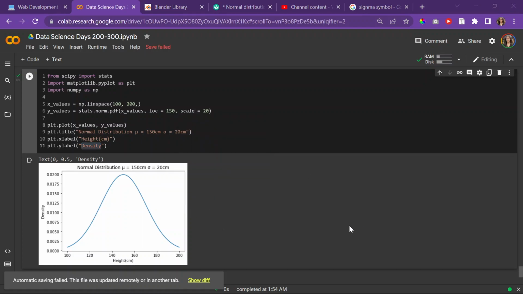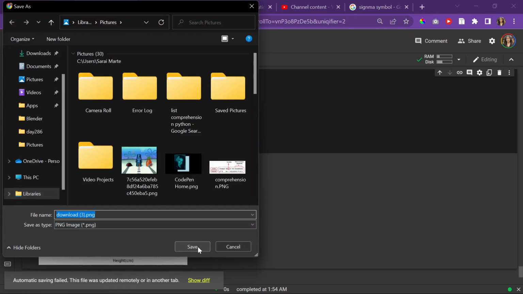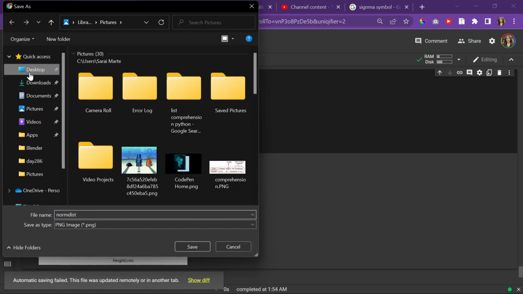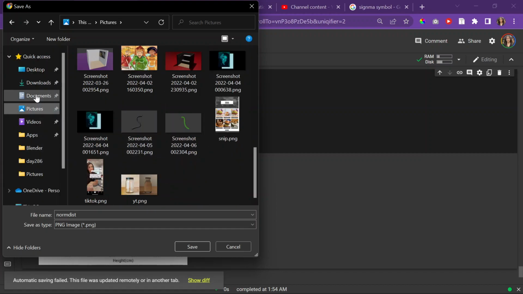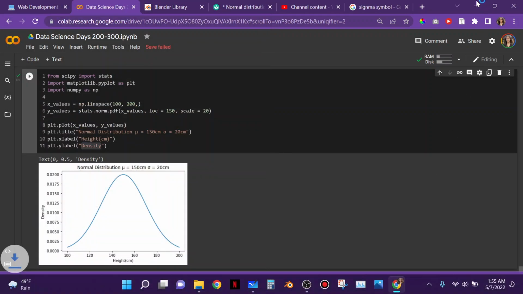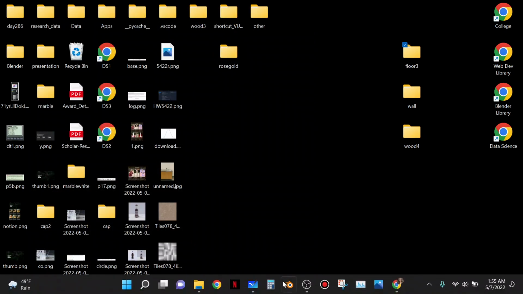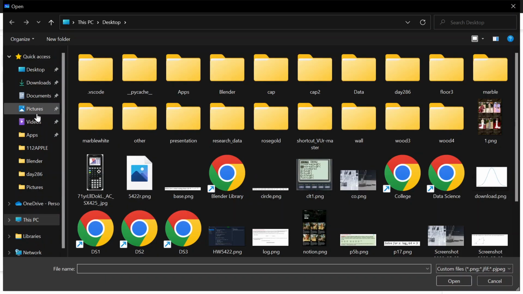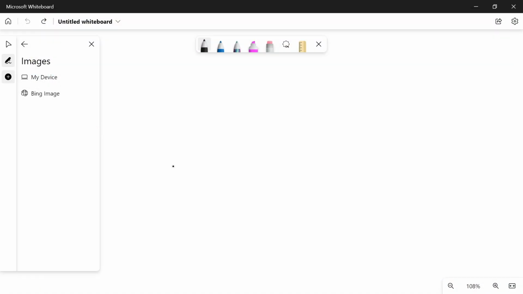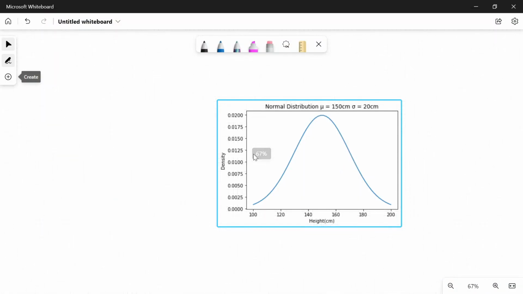I'm going to save the image, I'm just going to show you basically what it looks like. I'm going to call it norm dist, and I'm going to save it in documents because I have nothing there. Okay, let me open this up. Go to images, my device, go to documents, and just upload this.